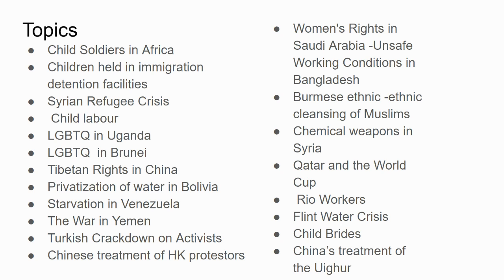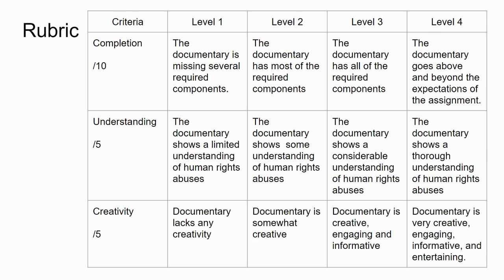The Flint water crisis, my second exemplar will be about that. Child brides and the Chinese treatment of the Uyghur, who are a Muslim minority in Western China. So you can pick any of these, or you can come to me and select your own topic.